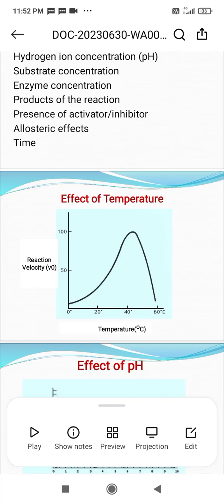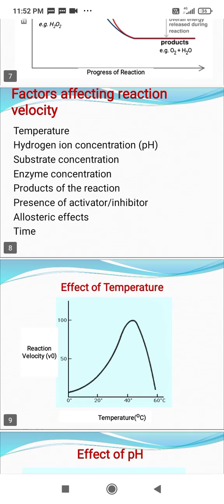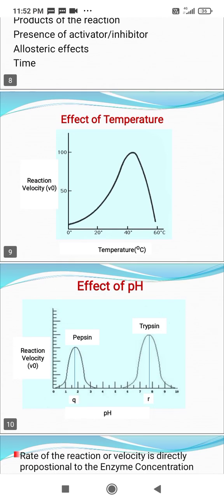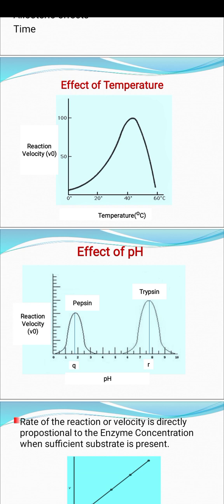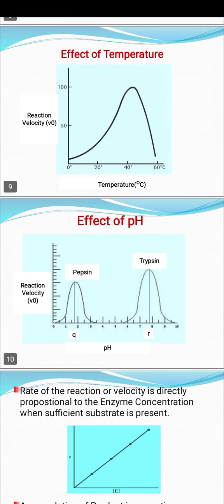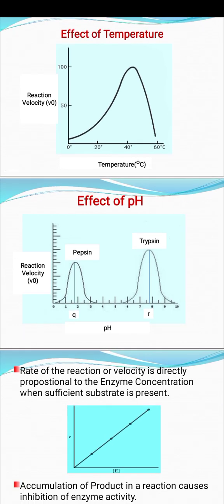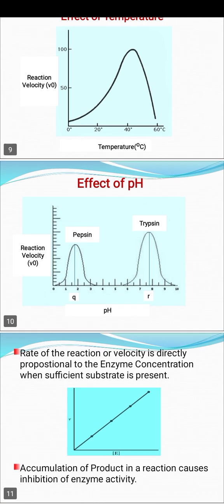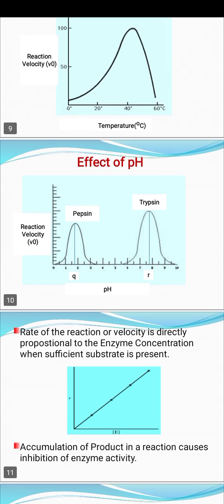Hello friends. In the previous slide, we saw the effect of pH on enzyme activity. For example, pepsin and trypsin. Pepsin has an optimal pH between 1 and 2, and trypsin works at a neutral pH for optimal results.